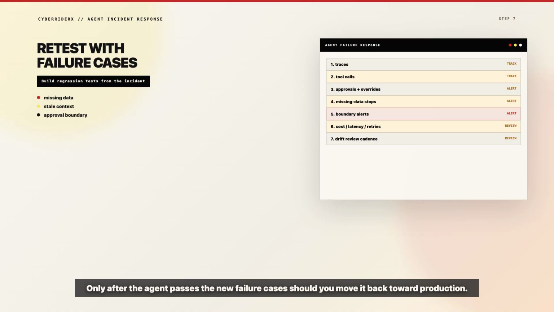Only after the agent passes the new failure cases should you move it back toward production, and even then, relaunch gradually. Start with shadow mode, then assisted mode, then limited automation, then full automation if the evidence supports it.